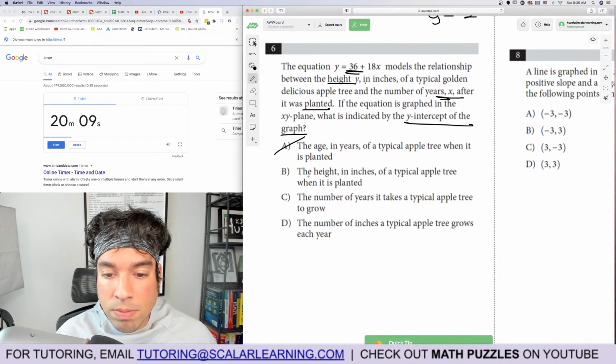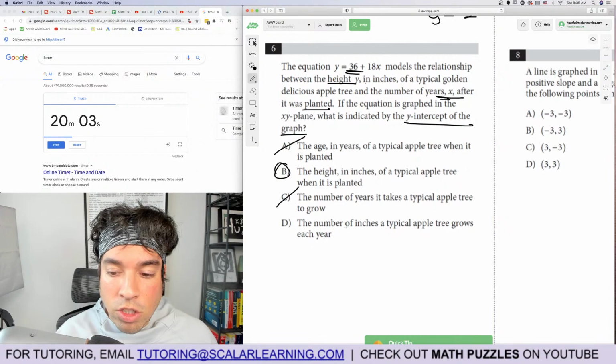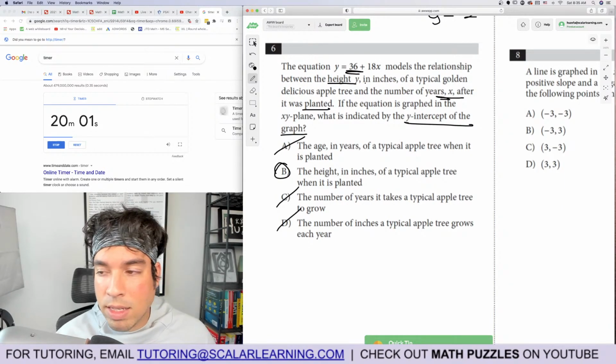Typical tree when it is planted. Boom. The length of years it takes a typical tree to grow? No. The number of inches a typical tree grows? No. That would be 18. That's the slope.